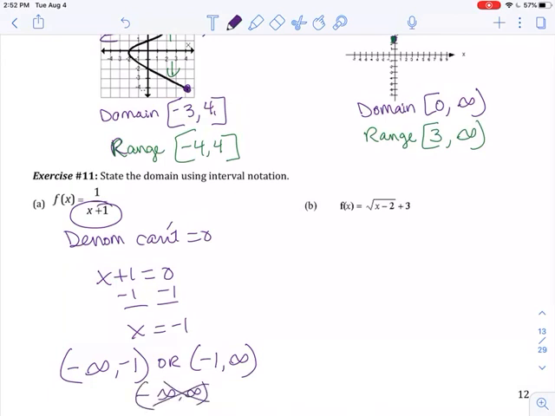So I can't write this because I don't want to include the -1. So I write from negative infinity to -1, not including the -1 with the parenthesis, and then I write from -1 to positive infinity, again not including the -1.